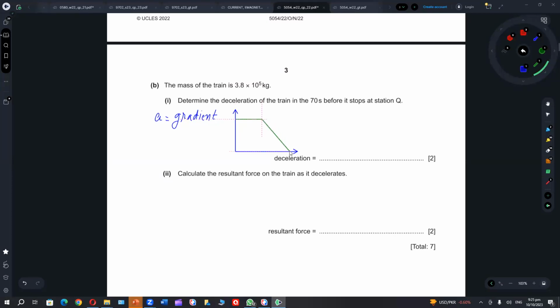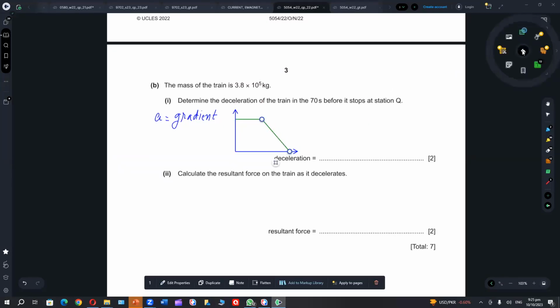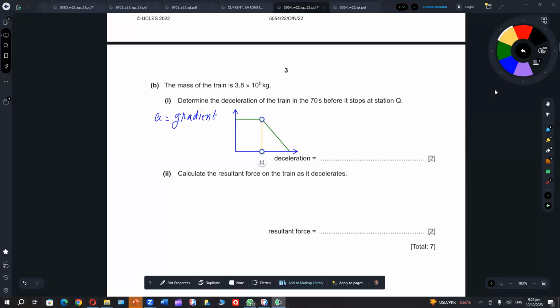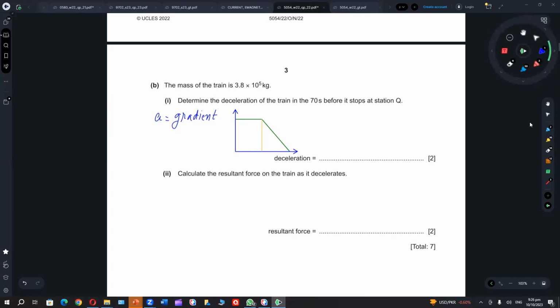Okay. I have made the diagram again for my understanding. Now this part is 70, and this part is 77. So how do we find the gradient? Gradient is equal to y upon x. This is 77 upon 70.